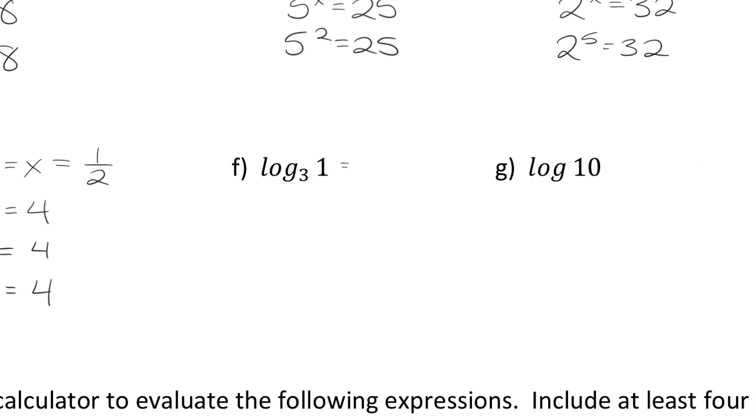3 to some power is going to be equal to 1. 1/3? No. This is an exponent rule we sometimes forget about. Anything to the 0 power is 1, correct? So we would say 3 to the 0 power is 1. That means log base 3 of 1 is 0.